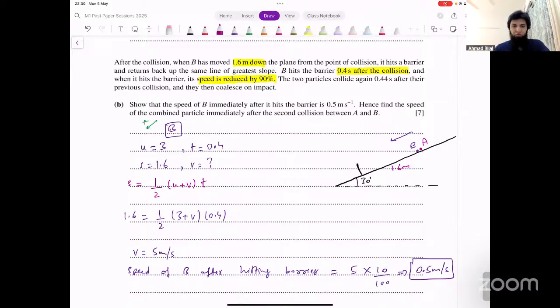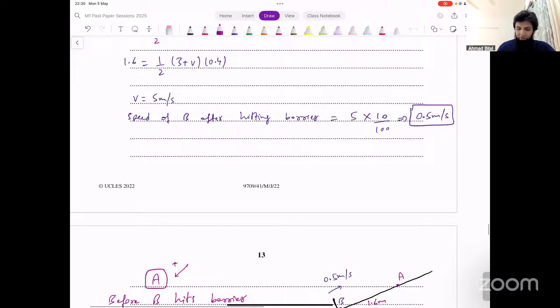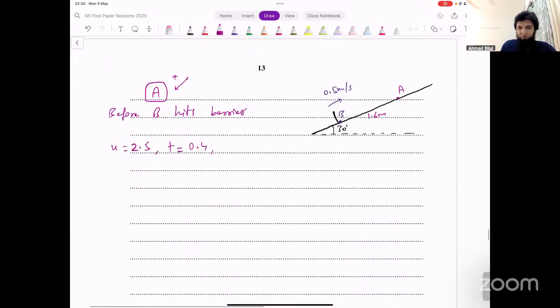Okay, so it's a smooth surface. If it's a smooth surface, what does that mean? What is the acceleration going to be? 10 sine theta, right? If weight is the only force acting, acceleration can just be written as 10 sine theta. Angle is 30, so it will be 10 sine 30. So it becomes 10 into 0.5, which is 5. For both the particles, this is the acceleration.